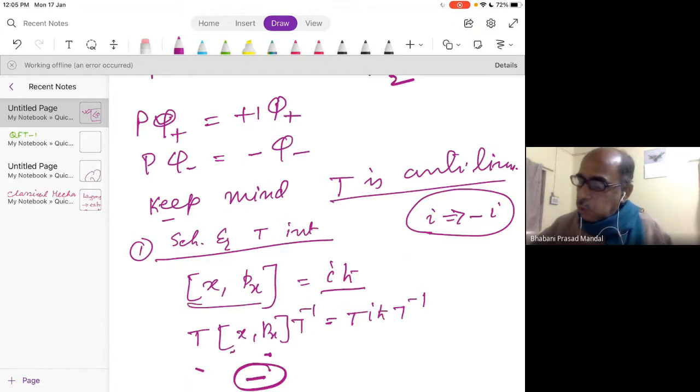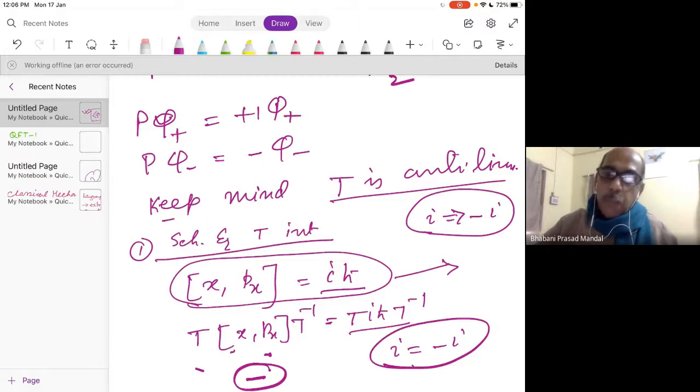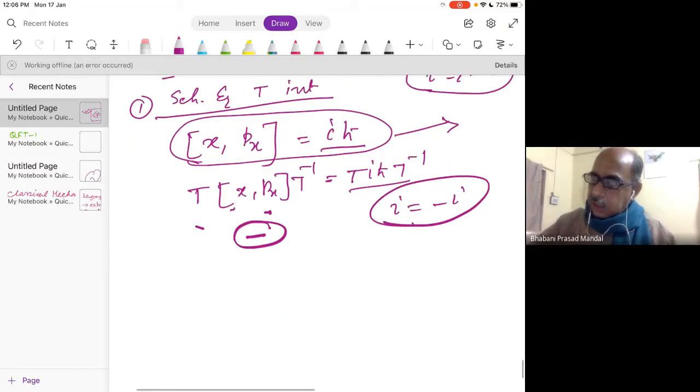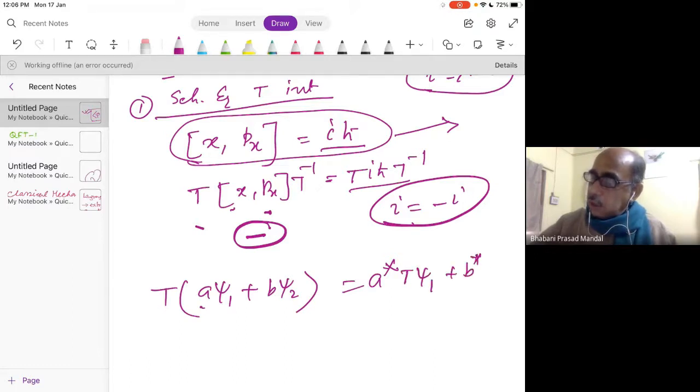But this equation has to be preserved under time reversal. Under parity, time reversal, those symmetries, it has to be the same equation. This is a fundamental equation in quantum mechanics. So the only possible thing is that i goes to minus i, and i going to minus i means complex conjugation. Complex conjugation means it's antilinear. That I defined the other day. T acting on a psi 1 plus b psi 2 will give a star, because when T passes through a, it becomes the complex conjugate, so T of psi 1 plus b star T of psi 2. So now the time reversal operator is antilinear.